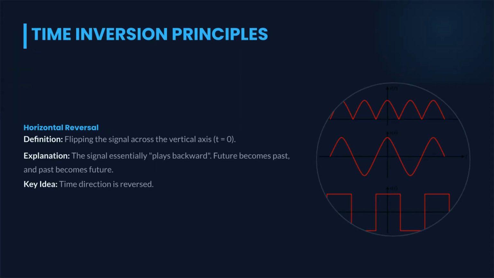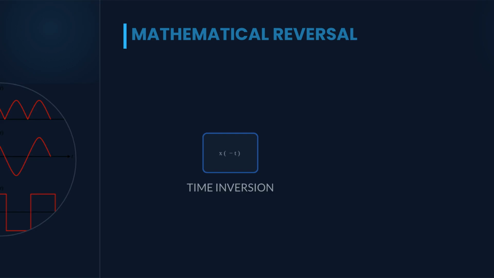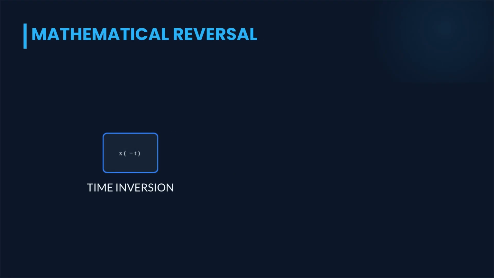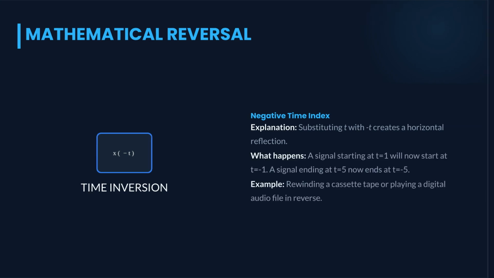Time inversion, or horizontal reversal, flips the signal across the vertical axis where time equals 0. The signal essentially plays backward, reversing the time direction so that the future becomes the past and the past becomes the future. Mathematically, time inversion is represented by substituting t with -t. This negative time index creates a horizontal reflection. For instance, a signal that originally ended at t equals 5 now ends at t equals -5. This is like rewinding an audio file.